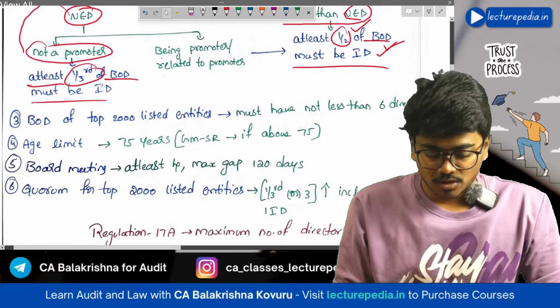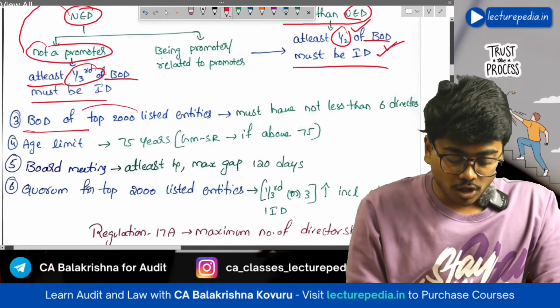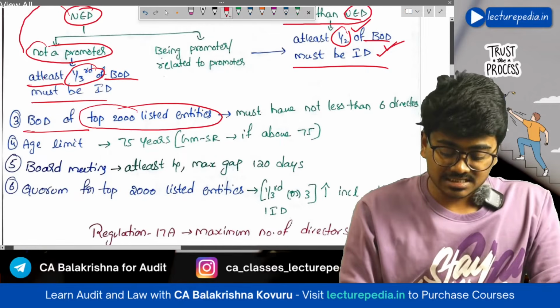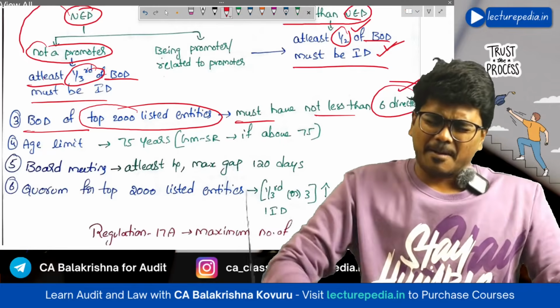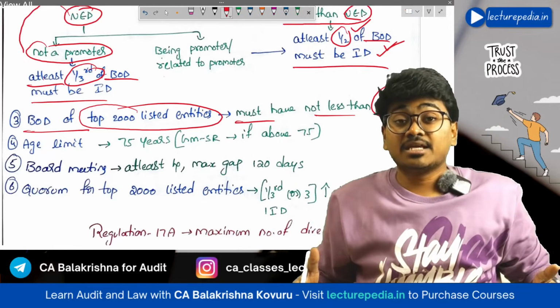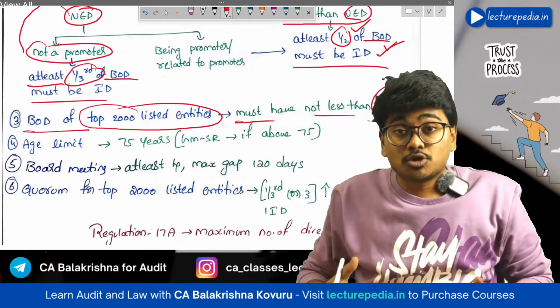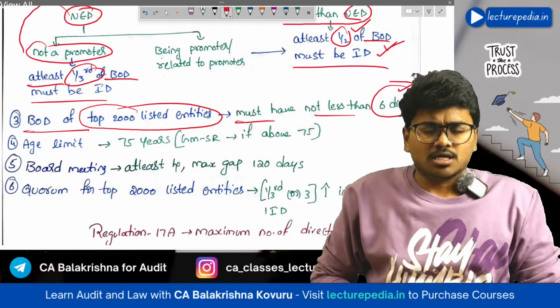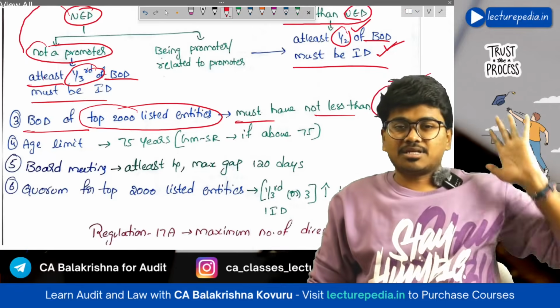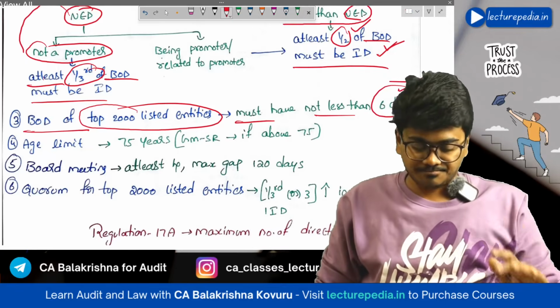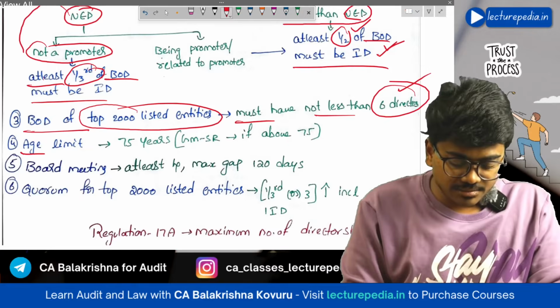Next, the board of directors of top 2000 listed entities must have not less than 6 directors. There should be a minimum of 6 directors in case of top 2000 listed entities, based on market capitalization. Next, age limit, 75 years.